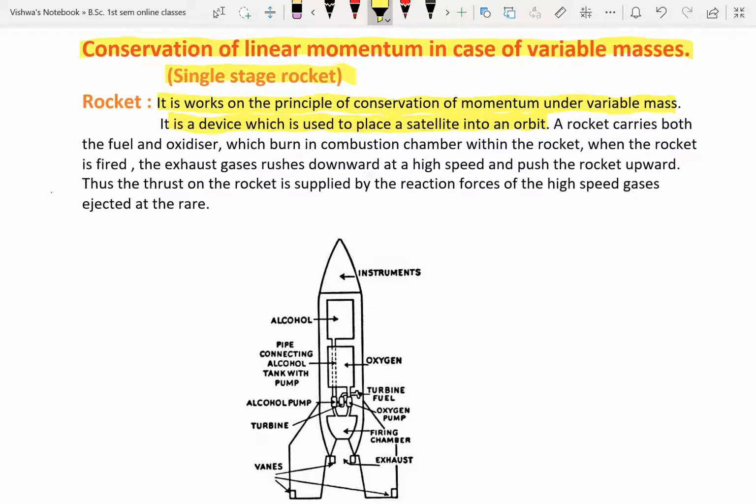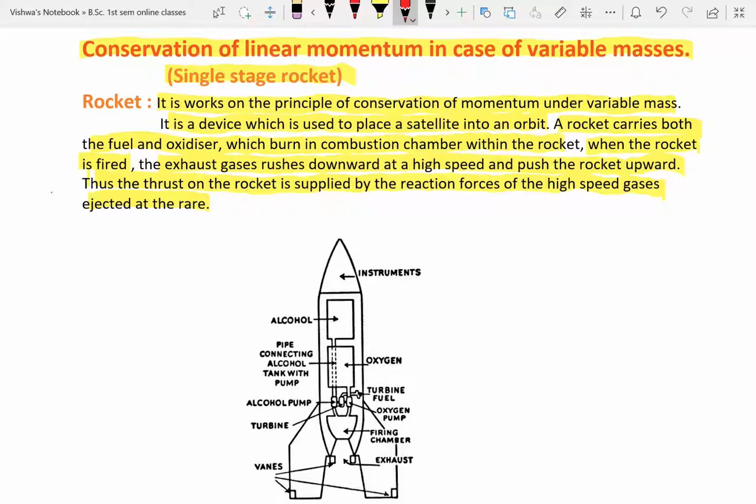A rocket carries both the fuel and oxidizer which burn in the combustion chamber within the rocket. When the rocket is fired, the exhaust gases rush downward at high speed and push the rocket upward. Thus, the thrust on the rocket is supplied by the reaction forces of the high speed gases ejected at the rear.